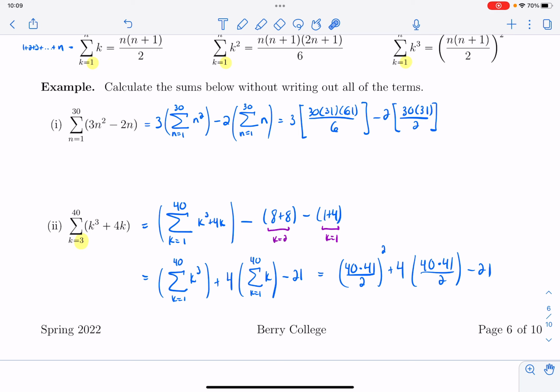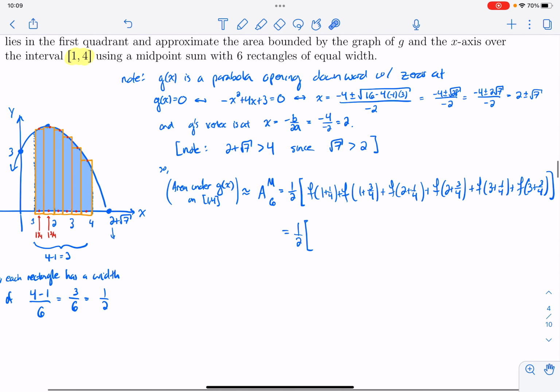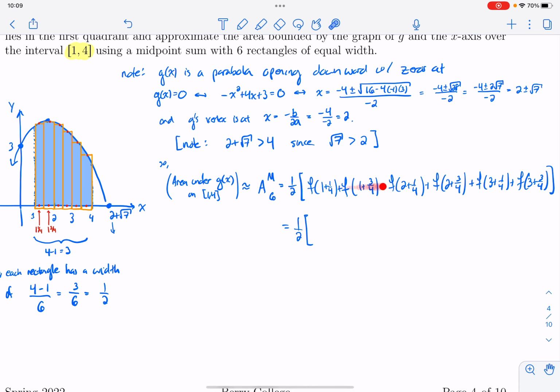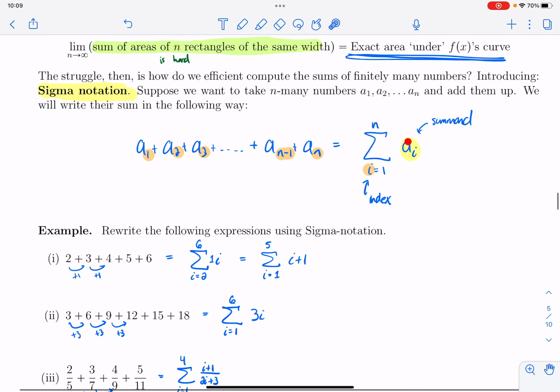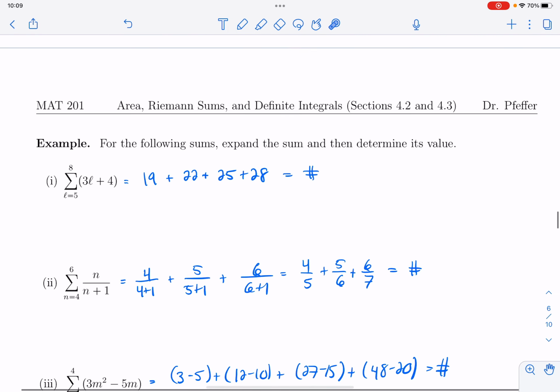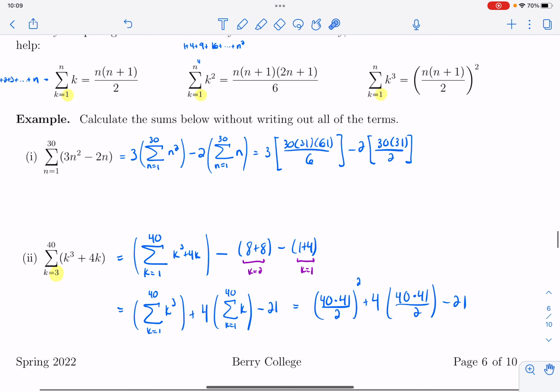So the overall plan of attack at this point is that we want to come back to our Riemann approximation, take this sum, write it in sigma notation, which is this notation, then use these formulas to write out our sums in terms of some closed formulas, and then we'll take a limit of those closed formulas.